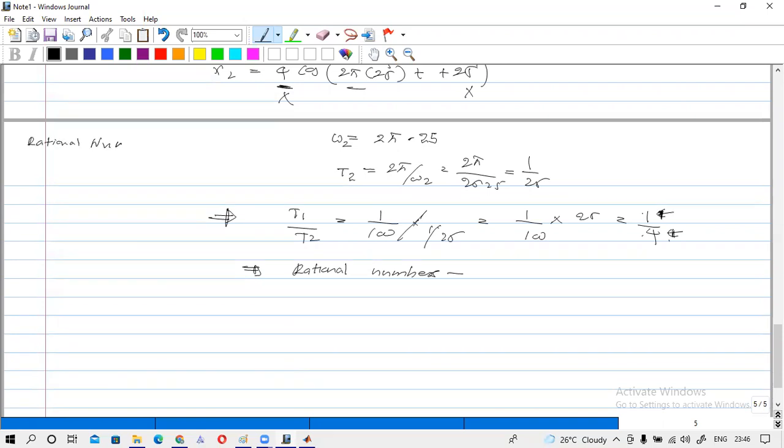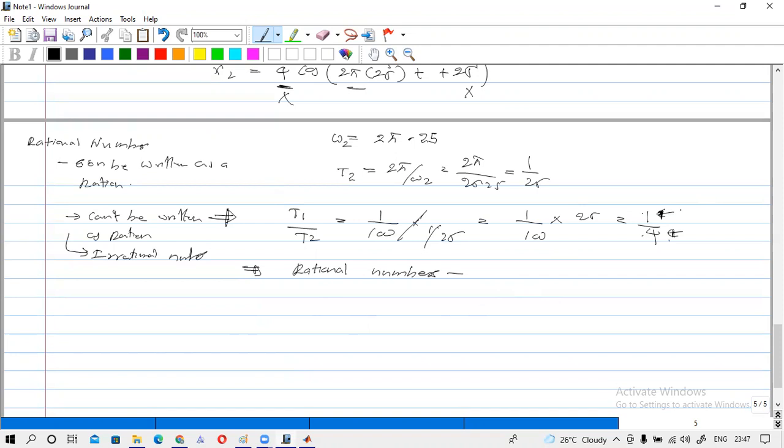Rational number means if a number can be written as a ratio, it is a rational number. If the number cannot be written as a ratio, it is an irrational number. So here it is an irrational number.